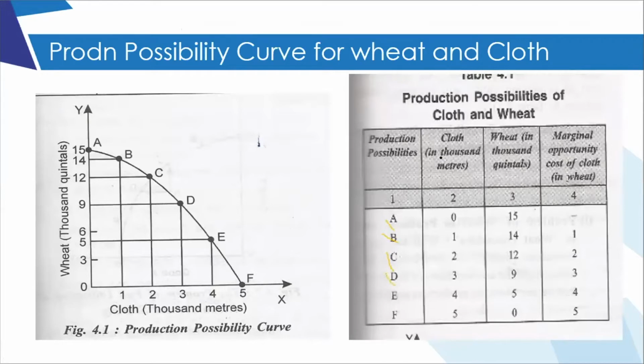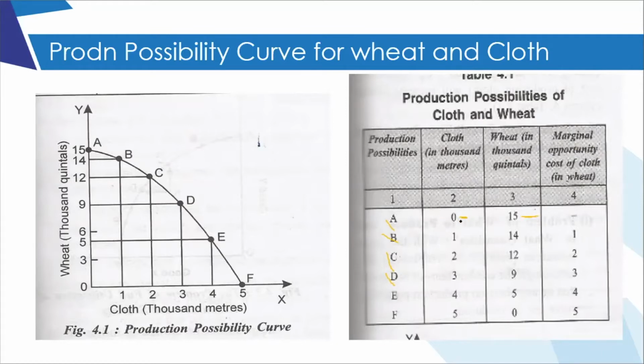So at point A, when cloth is 0, that means there is no production of cloth happening. The wheat that can be produced, in 1000 quintals, is 15. Just now you leave this last column, marginal opportunity cost, I will teach you afterwards. Just now we are learning how to draw a PP curve.